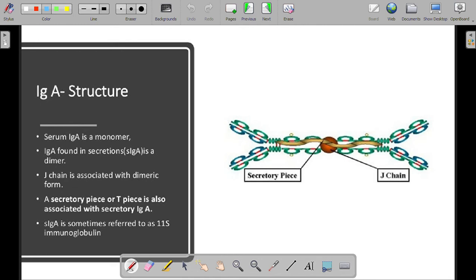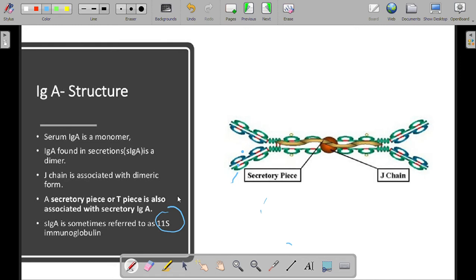So let us see about IgA. Serum IgA is a monomer. IgA is found in secretions. Most of the mucous secretions inside the body, the mucosal surfaces, contain IgA. The J chain is associated with the dimeric form. A secretory piece or T piece is also associated with secretory IgA. Secretory IgA is also referred to as the 11S immunoglobulin.